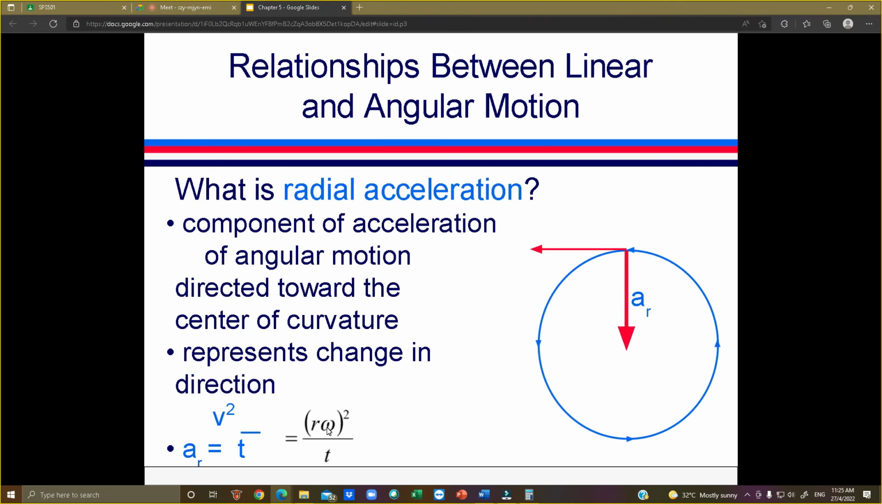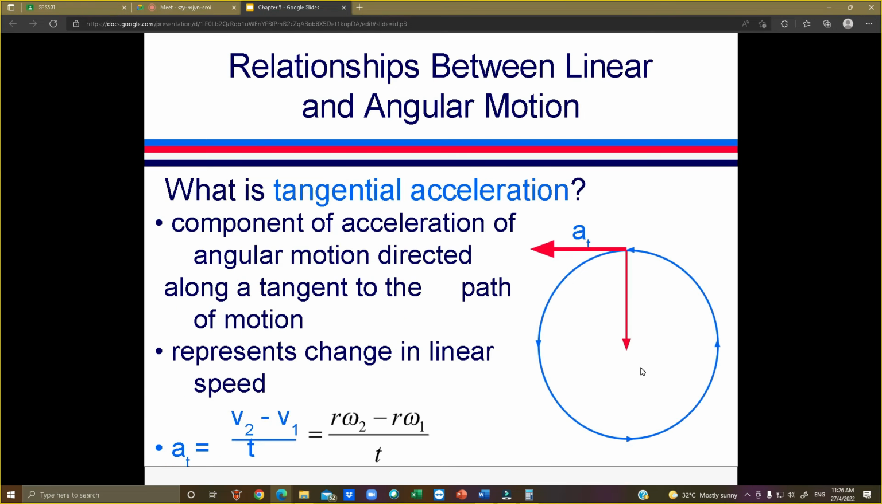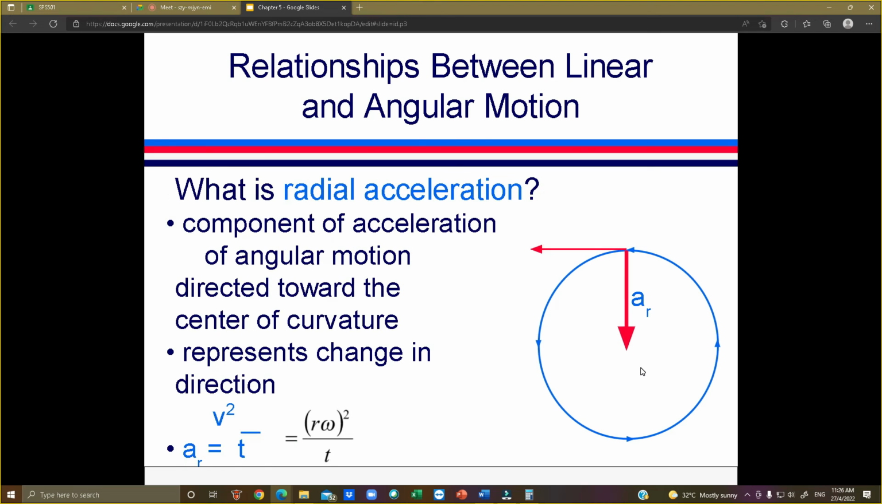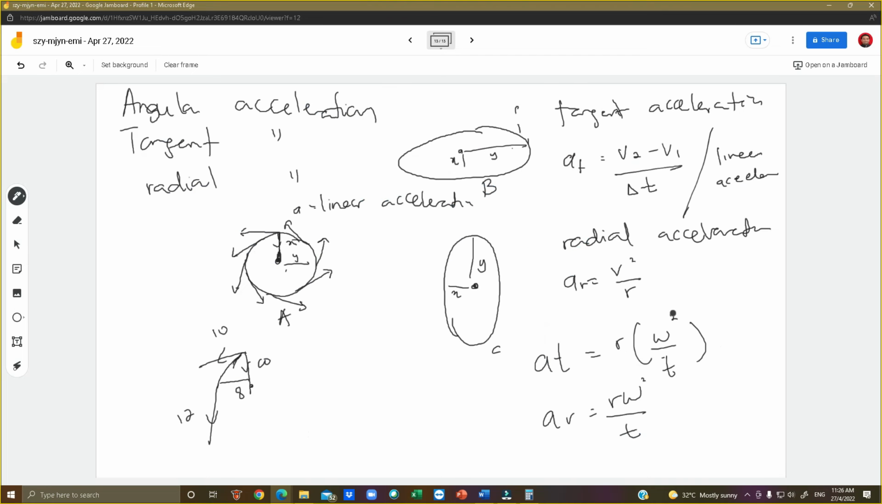R omega. Okay, V ni akan ditukar kepada omega. So this one is going to be R omega square over T. Nampak bentuk dah sama kan? Okay, bentuk dia dah sama. R omega. Okay. Yang ini saya salah. R omega 2 minus omega 1. Okay, itu dia. Right. For AT, it will be R omega 2 minus omega 1 over T.